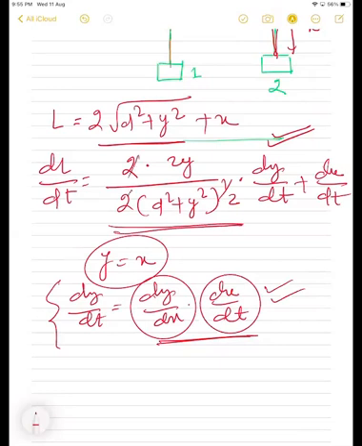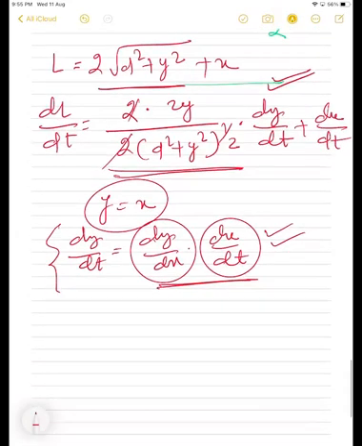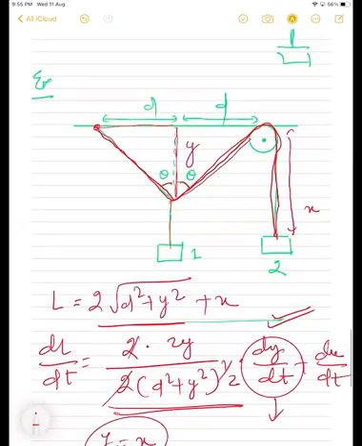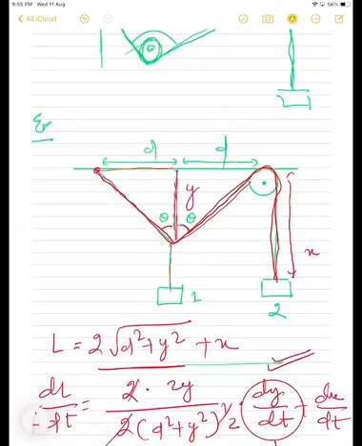And here the 2 cancels, right? Yes or no? What is this dy by dt? This is the velocity of this, no? How this y is changing depends on this velocity, no? Velocity of the first block, right? Yes or no, students? How this y is going to change is going to be decided by this first block, or not?